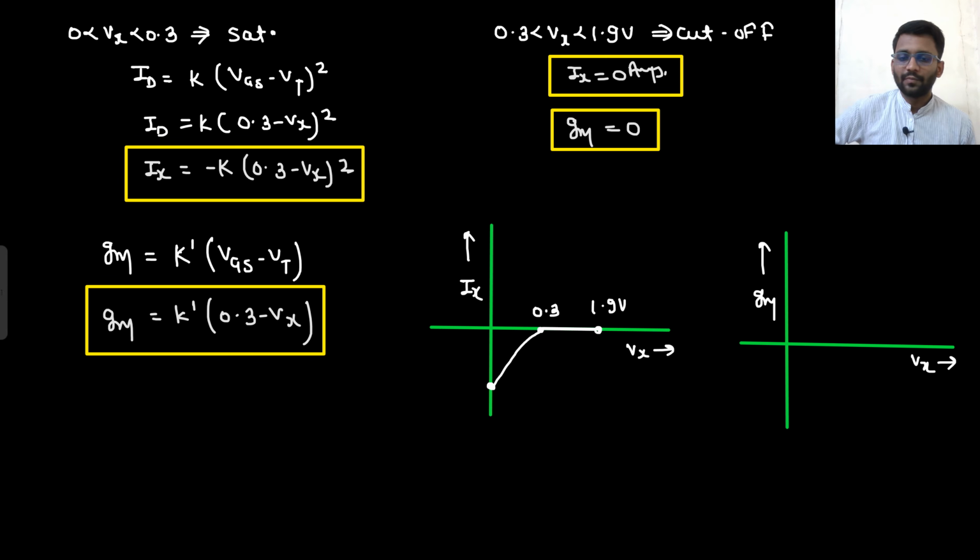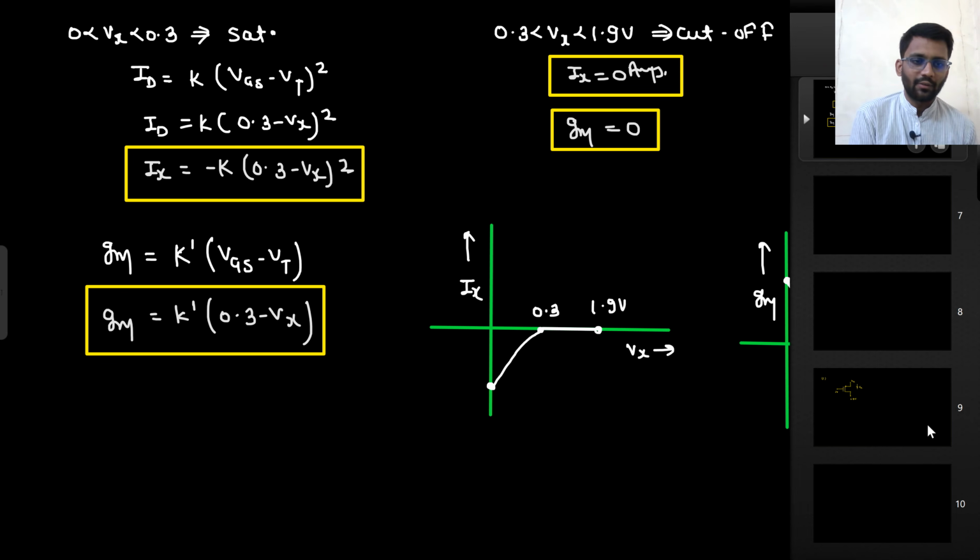For Gm, what is the scene for Gm? At 0, it is some value, that is k into k dash into 0.3, and at 0.3 volt it will be 0. And after that, till 1.9 it remains 0 only. So this we have done till 1.9 volt. After 1.9, what happens? That we will check now.